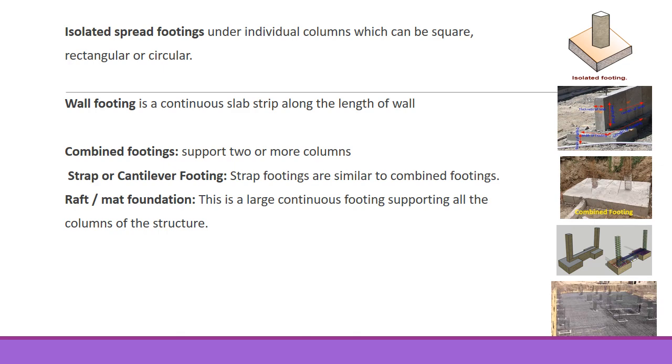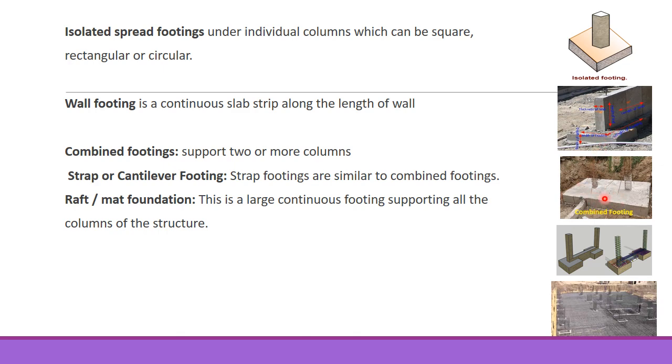Based on that, for shallow foundation we have different types. First is an isolated footing. So this is an isolated footing. The individual column can be square, rectangular or circular. We have to provide a single footing for a column of any shape. This is called a wall footing. It is a continuous slab strip along the length of the wall. This is called a wall footing.